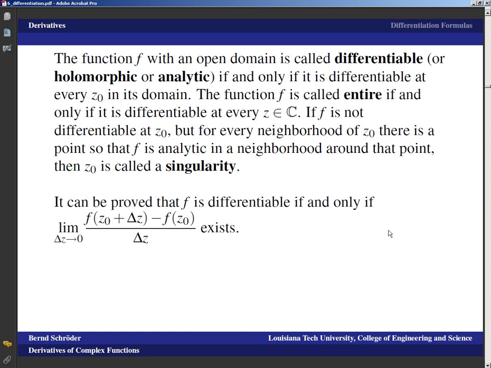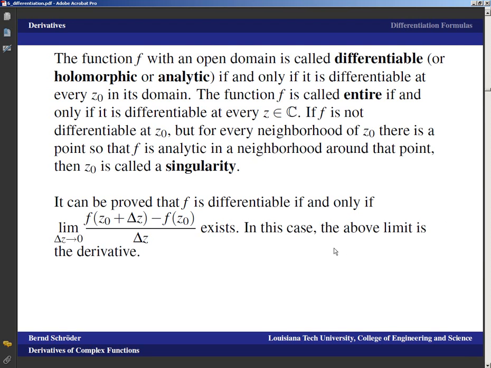It can be proved, and that's a fairly quick argument that may have been assigned as a homework problem, that the function f is differentiable at z0 if and only if the limit as delta z goes to 0 of f of z0 plus delta z minus f of z0 exists. And that's because if you call z to be z0 plus delta z, well, then z minus z0 is just delta z, and then when z goes to z0, then delta z goes to 0. So this is just a quick translation using the definition of limits.